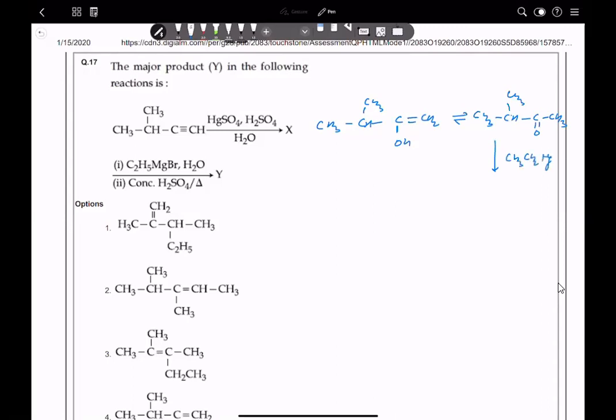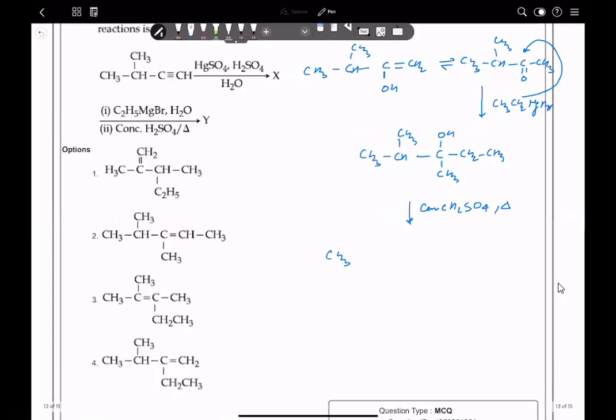So this, as a nucleophile, will attack the carbonyl carbon, followed by water, which will convert it to alcohol. So we get CH3, CH3 and C(OH) CH2CH3 and CH3. Further, it's dehydration of alcohol because concentrated H2SO4 followed by heating is given. So first a carbocation will form at CH3 CH3 C+ CH2CH3. So here a total of 5 alpha H is there. So hydride shift is possible.